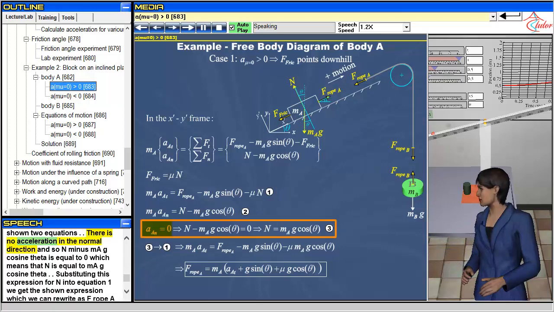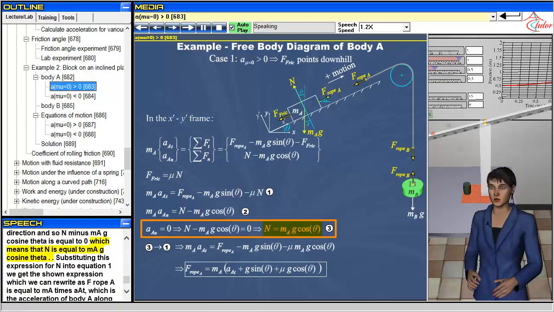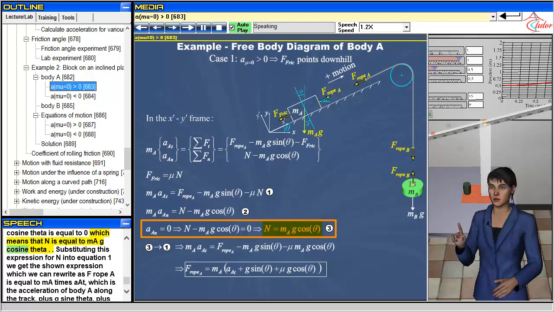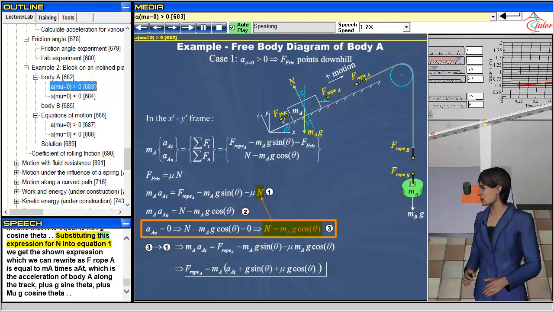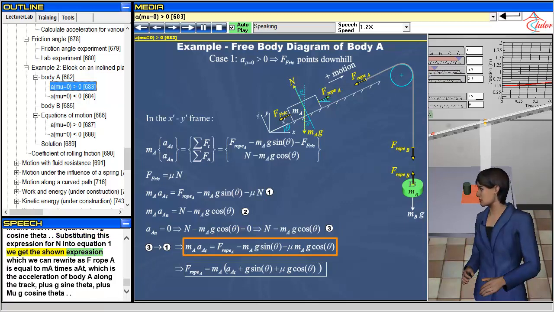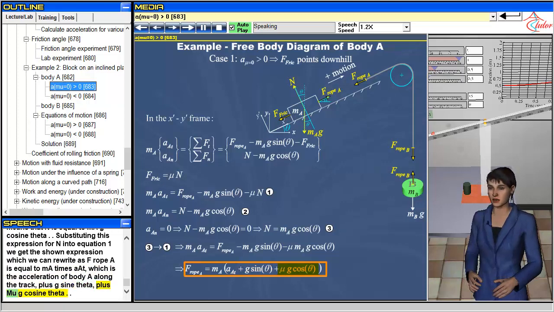There is no acceleration in the normal direction, and so N minus ma g cosine theta is equal to 0, which means that N is equal to ma g cosine theta. Substituting this expression for N into equation 1, we get the shown expression, which we can rewrite as F rope A is equal to ma times (a_A^t, which is the acceleration of body A along the track, plus g sine theta, plus mu g cosine theta).